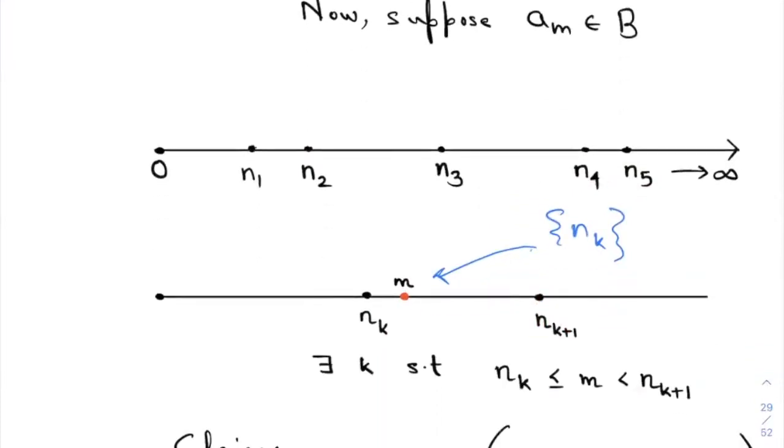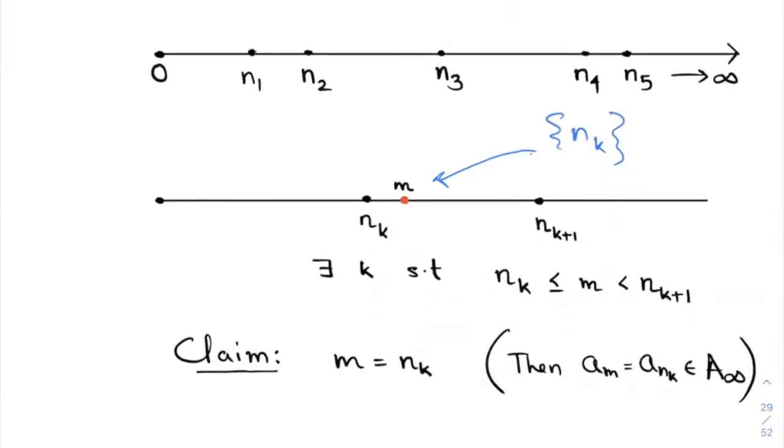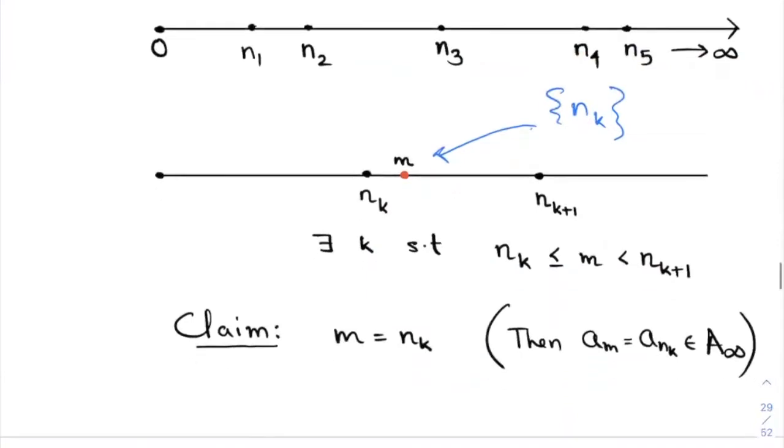We have used this argument before. Such a choice always exists, right? Like in the case of integers, because this sequence is increasing. So I can find this n_k such that n_k can coincide with m, but m is strictly less than n_{k+1}. My next claim, in order to show that I've exhausted everything, is that I have to show that m is equal to n_k.